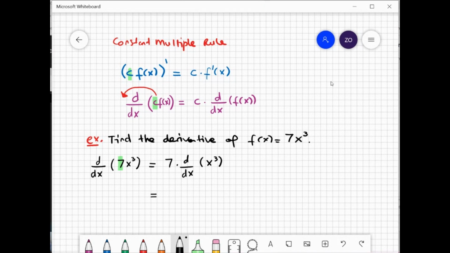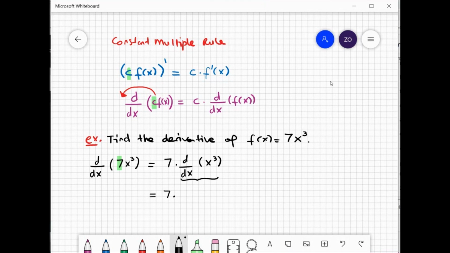So what is the derivative of the x cubed function? Just take the exponent to the front and decrease the exponent by 1. So the derivative using the power rule will be 3x squared, and then multiplying the result by 7, we find 21x squared.